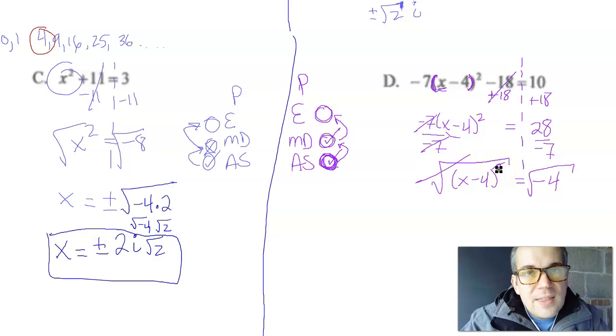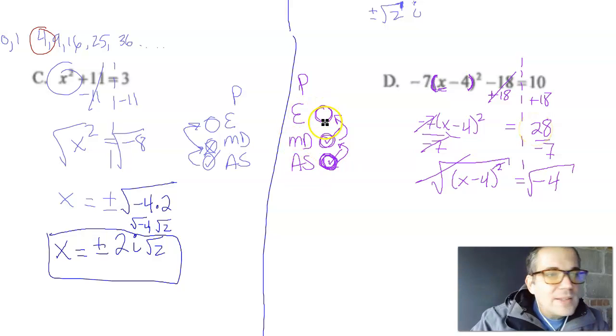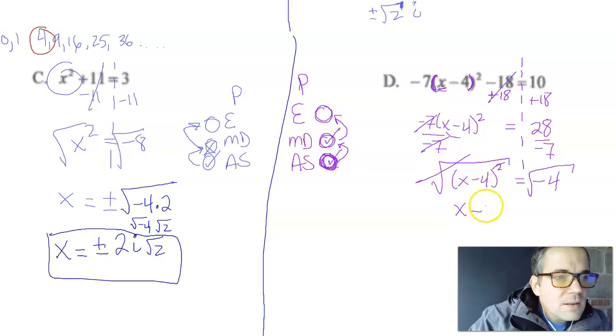now that everything that was outside the parentheses is gone, there's no reason to have parentheses anymore, right? We don't need them. Once everything that's outside of them goes away, they can go away too. We don't need them, so they're gone.